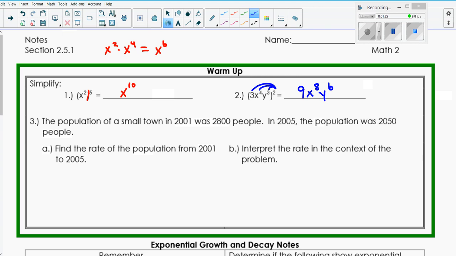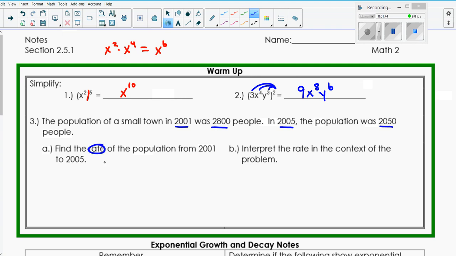Okay. The population of a small town in 2001 was 2,800 people. And then in 2005, it was 2,050. So you can see that the population is decreasing as time goes on. Find the rate of the population from 2001 to 2005.